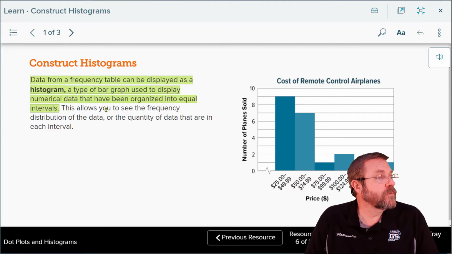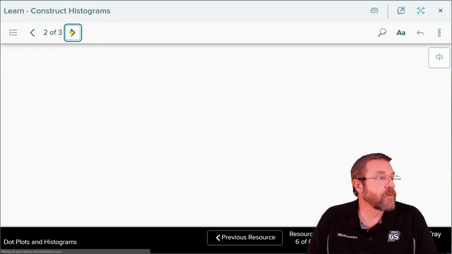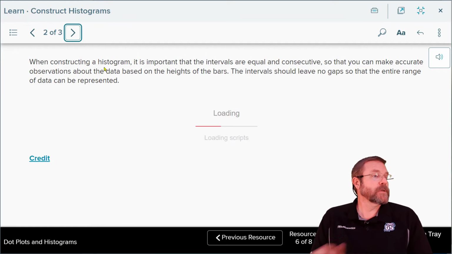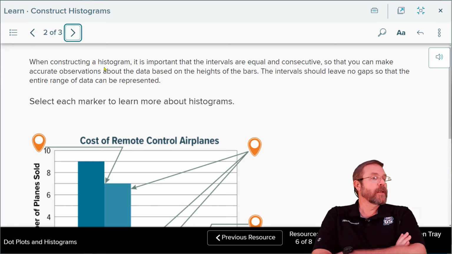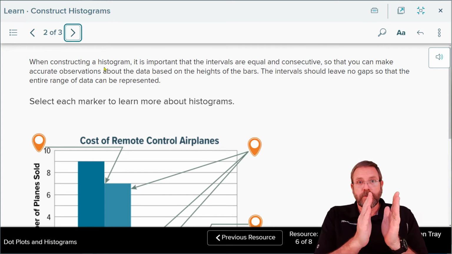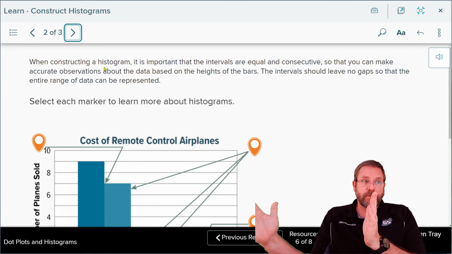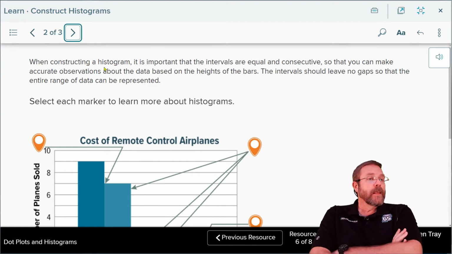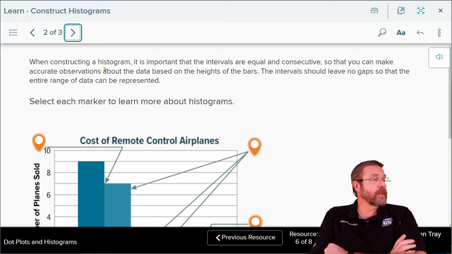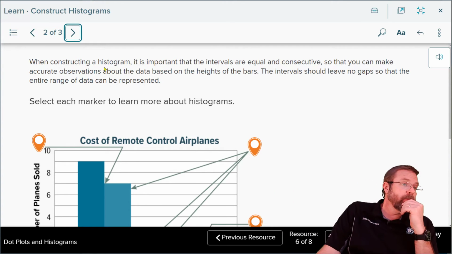This allows you to see the frequency distribution of the data, or the quantity of the data that are in each interval. When constructing a histogram, it is important that the intervals are equal. You can't have 0 to 50 in one and then 50 to 500 in the next one, so that you can make accurate observations about the data based on the height of the bars. The intervals should have no gaps so that the entire range of data can be represented.